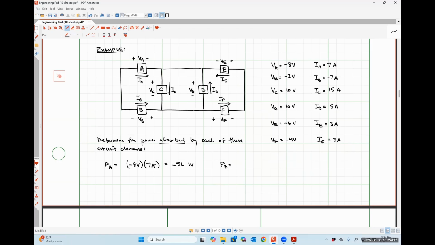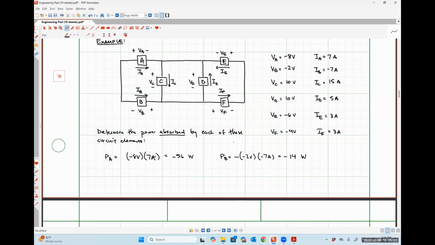So over here to the right, I'll do PB, same situation. I know that my voltage is -2 volts. My current is -7 amps. In this case, is my current flowing into the negative terminal or into the positive terminal of element B? Negative. So since the current is flowing into the negative terminal and I'm trying to find absorbed power, what do I need to do? Put a negative in front. Exactly right. Thank you very much, Joseph. So negative times -2 times -7 is just going to look like -14 watts.